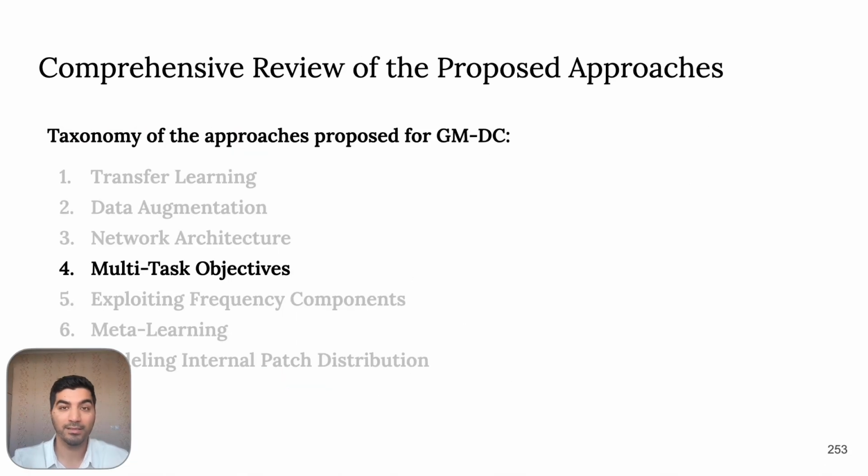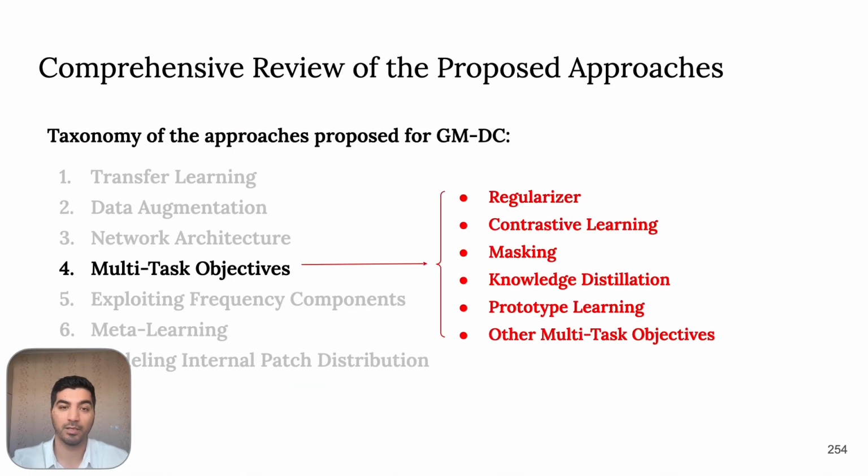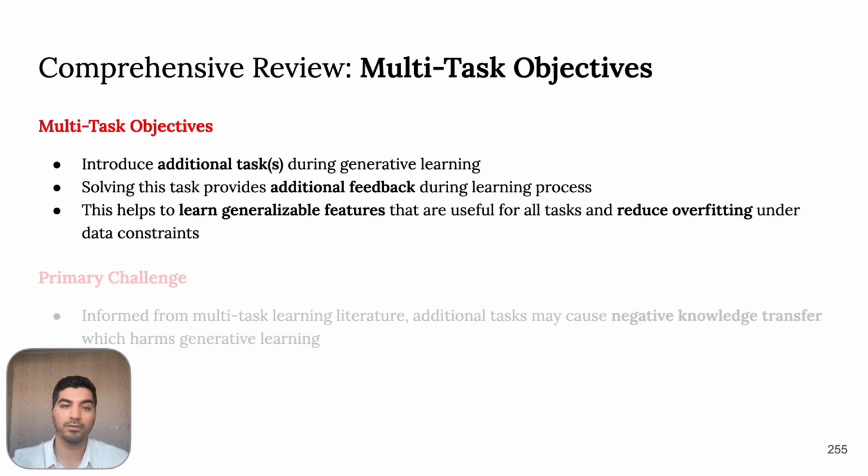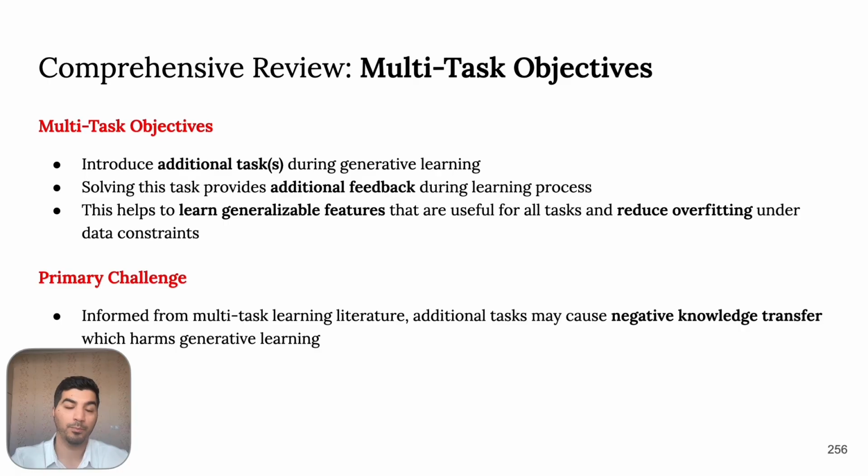Next category is multitask objectives, which has 6 subcategories. And in this category, the approaches introduce additional tasks during generative learning. And the idea is that solving this task provides additional feedback during learning process. And this additional feedback helps to learn generalizable features, which in turn reduces overfitting under data constraints. But primary challenge is that when you are designing a new task, from what we know from multitask learning literature, there is a potential of having a negative knowledge transfer.